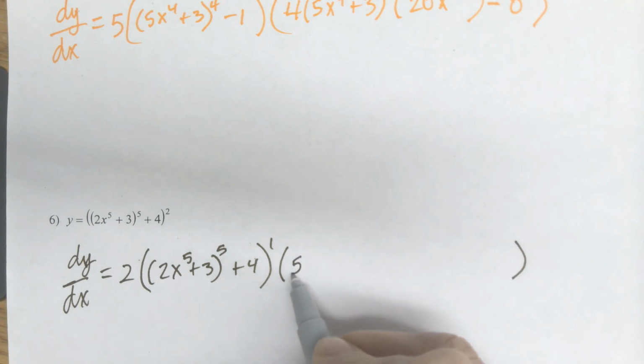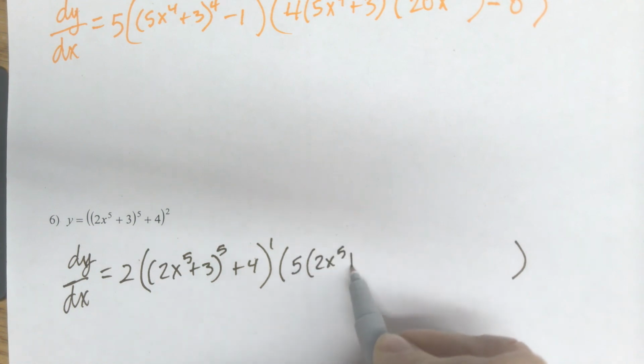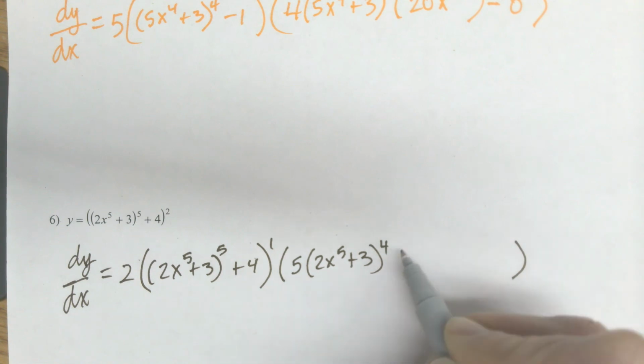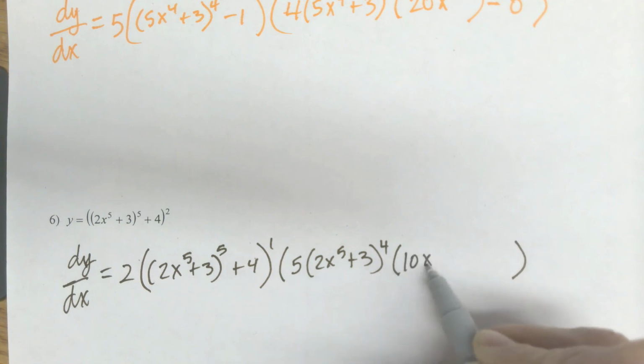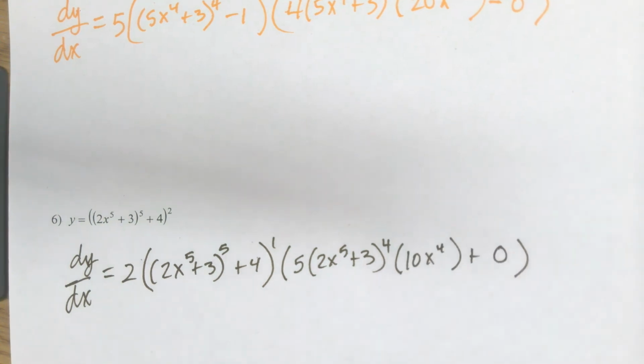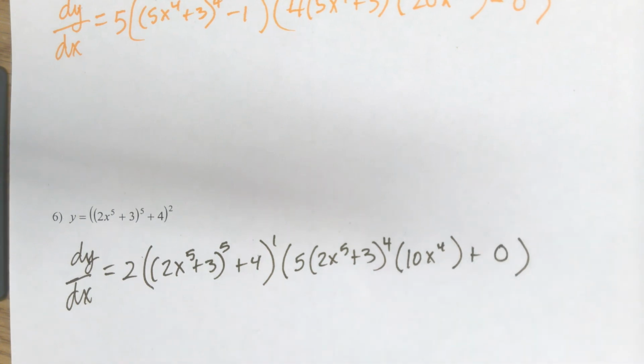That's 5 times 2x to the 5th plus 3 raised to the 4th power times the derivative of the inside of that, which would be 10x to the 4th, and then plus derivative of 4 is 0. Again, I don't have to write that thing on the end. So this is kind of a short lesson today, just practicing these combination rules.